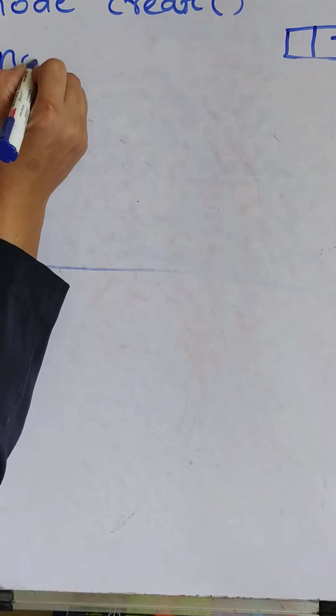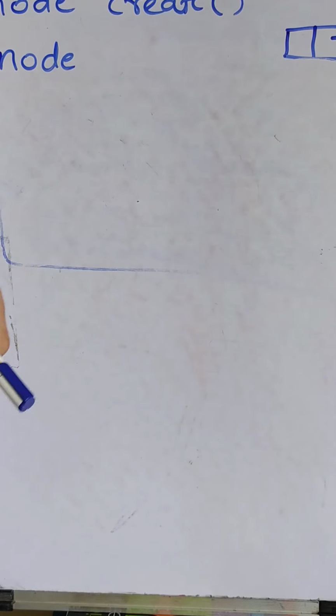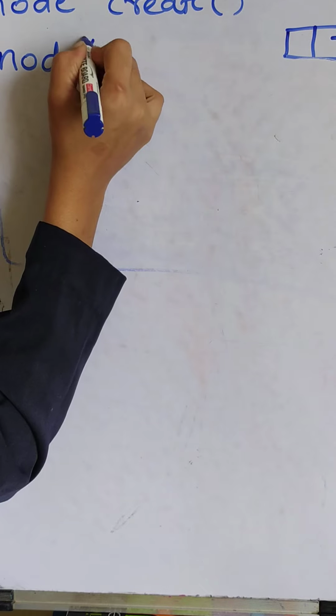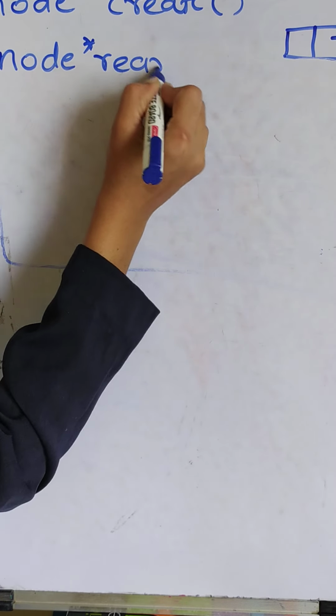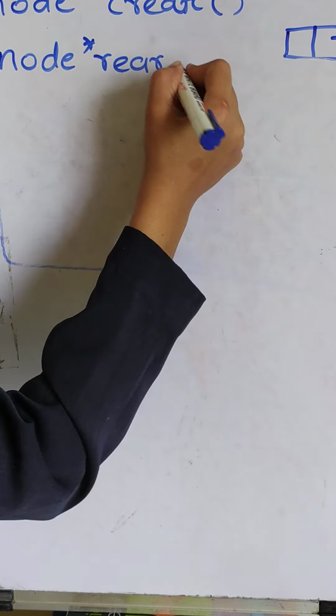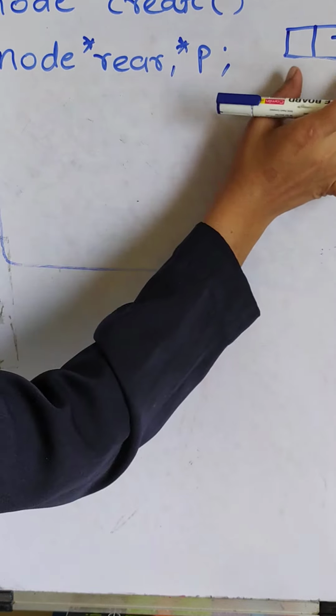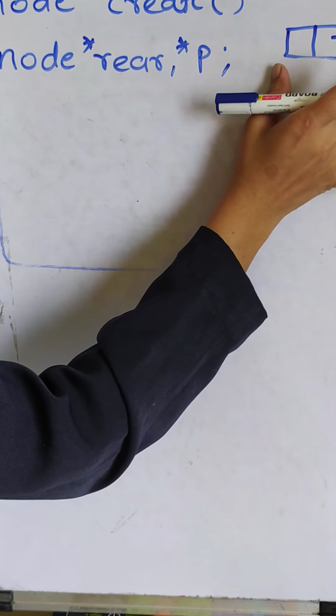See, node pointer create. This is the start of your coding. Here we require two variables of type node. We declared the structure node previously. So here write rear. We need this variable rear, and then pointer p. We need this variable also. For what? We are using this node, and we are giving the name p to this node.